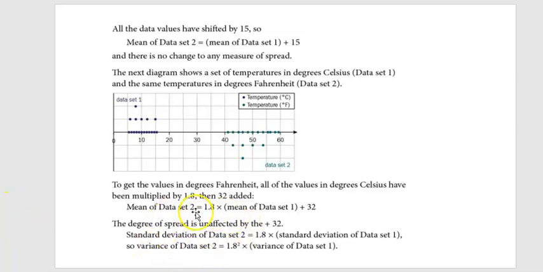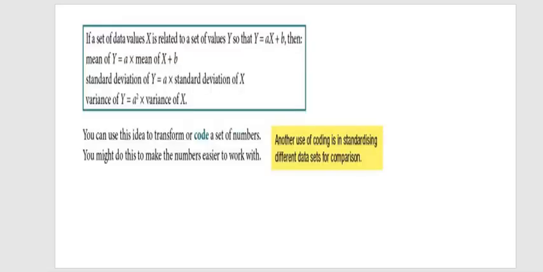All these are simple explanations that will help you understand what we mean by a coded system. So if a set of data values x is related to a set of values y, so that y equals ax plus b, then the mean of y is a times the mean of x plus b, and the standard deviation of y is simply a times the standard deviation of x. Interesting, right? You can use this idea to transform or code a set of numbers, to make the numbers easier. Another use of coding is in standardizing different data sets for comparisons.